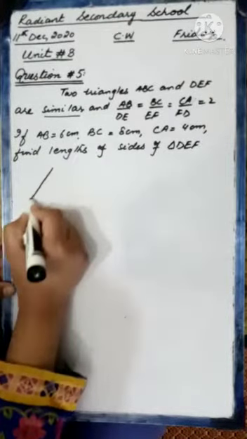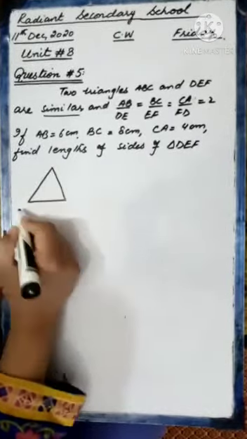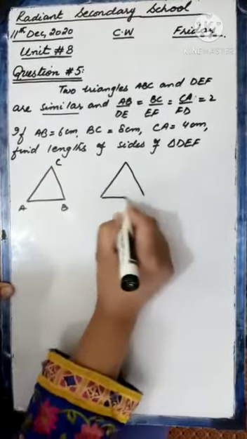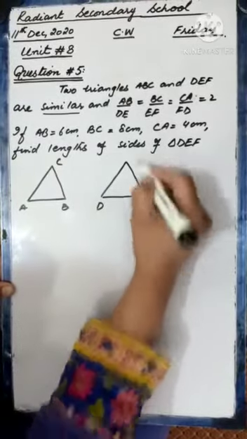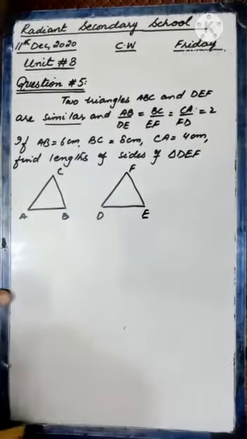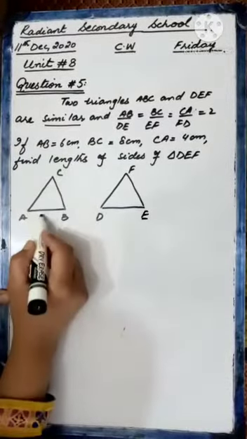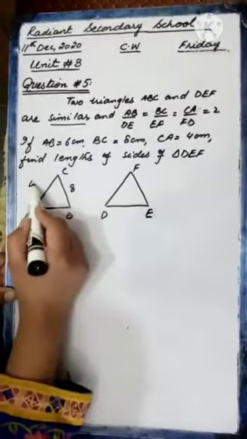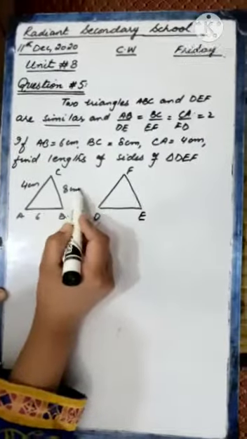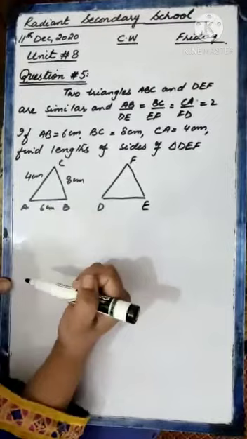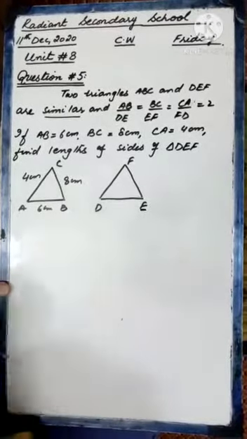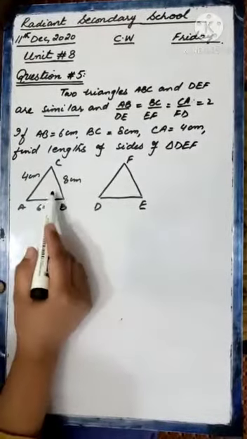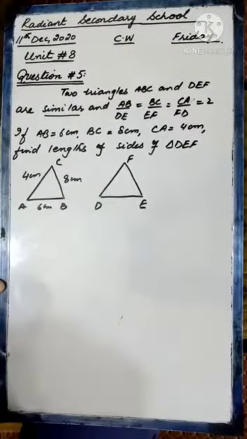Suppose students, this is the triangle ABC and this is triangle DEF. Clear? Now AB is given 6 cm, BC is given 8 cm and CA is given 4 cm. Right? Now we have to find the length of these sides. As it is mentioned, it is a similar figure, so the ratio of their corresponding sides will be equal.